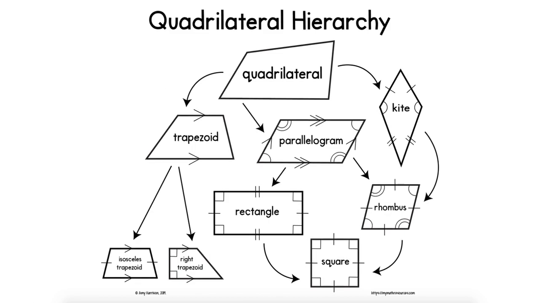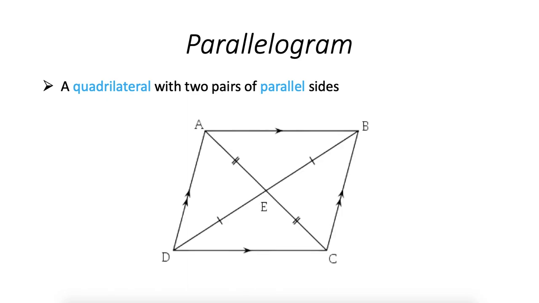Now to discuss the quadrilateral, the ideal way is through its hierarchy. So let's start with the parallelogram first. So what is a parallelogram? It is a quadrilateral with 2 pairs of parallel sides. So this is a parallelogram in which these 2 sides are parallel and these 2 sides are parallel. So there will be 2 pairs of parallel sides.